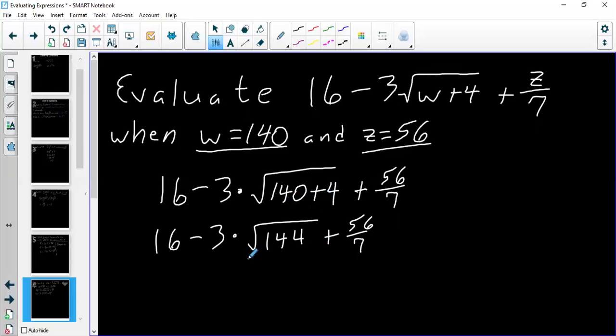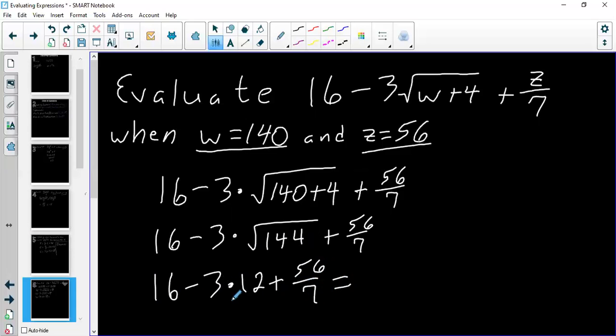All right. So now I have to go to exponents. Well, I'm going to finish with my radical, right? Because radical is kind of a grouping symbol. So I'm going to take the square root right here. So I'm going to have 16 minus 3 times square root of 144. It's going to give us 12 plus 56 over 7.